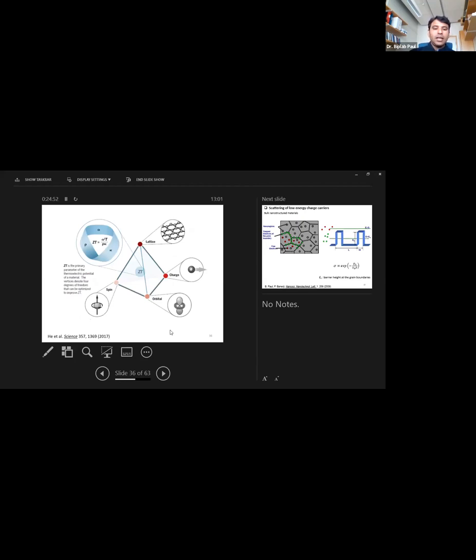This figure nicely represented how spin, orbital, charge, and lattice contribute to the thermoelectric figure of merit. I don't have scope to discuss the contribution from all. I'll discuss mainly the most popular strategies. You can follow that paper. This is a nice paper.